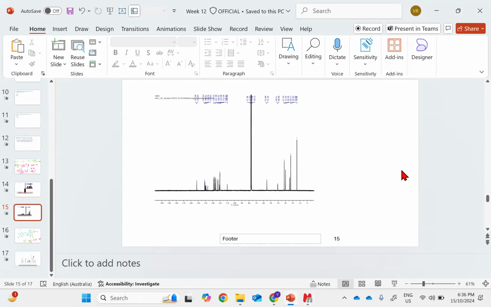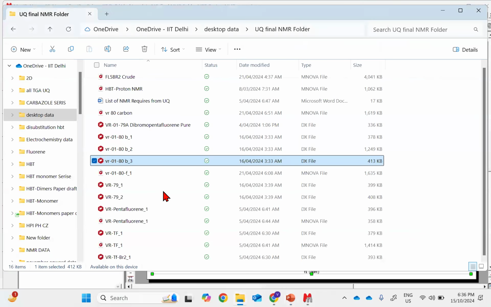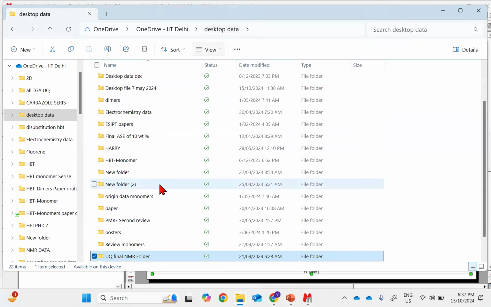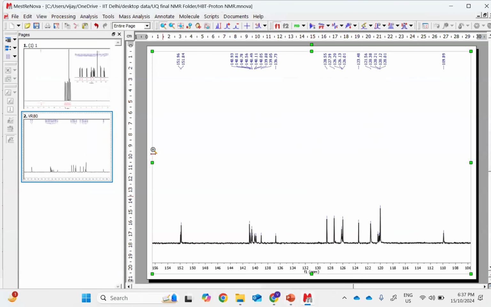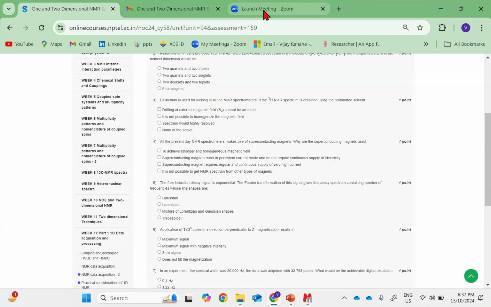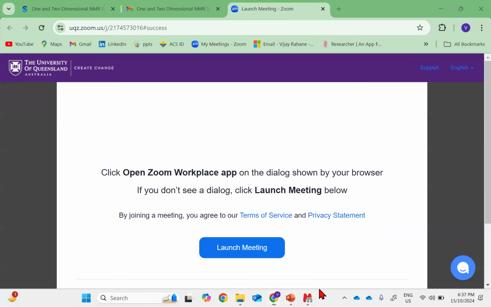If you have time, I can show some 2D NMR spectra also. How do we generally show the 2D NMR spectra? Let me check if I have any 2D data. I don't have the 2D NMR data right now, but anyway, I think last time I showed you how we process these 2D spectra, right?